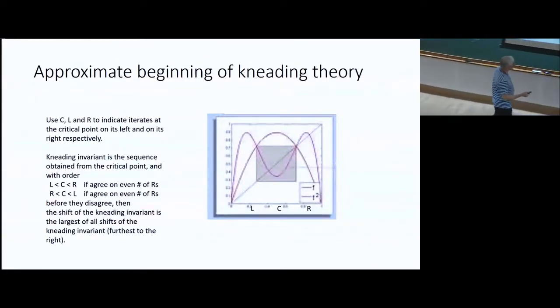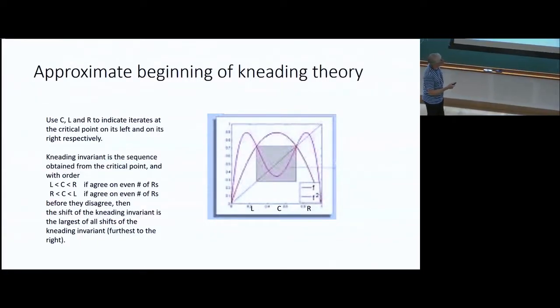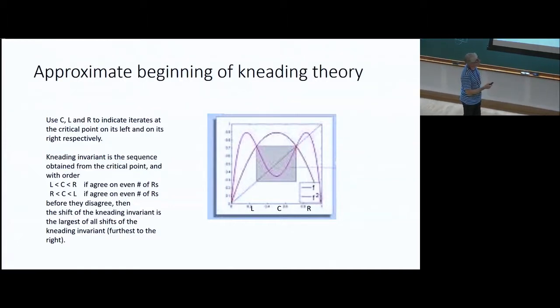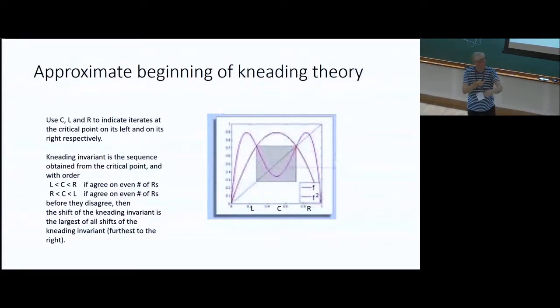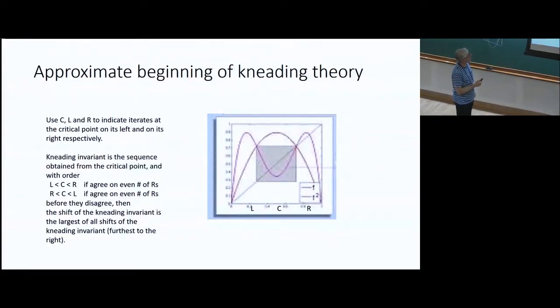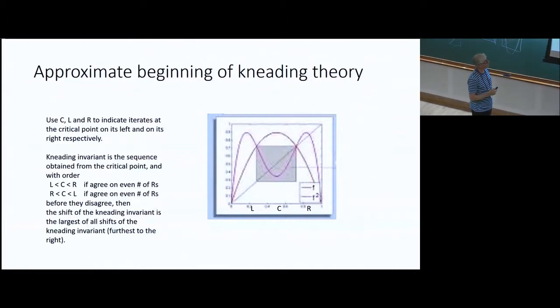Okay, so you've got these sequences of L's, C's, and R's. What you must remember is if you're on an R, that's the negative slope bit. So if you're on an R, the order of points is reversed. So, first of all, we'll say that L is less than C is less than R. Okay.